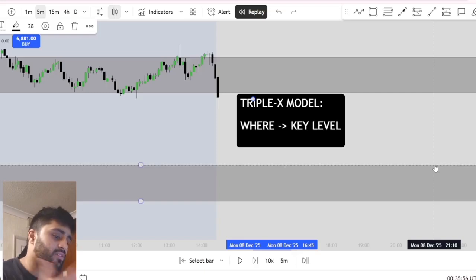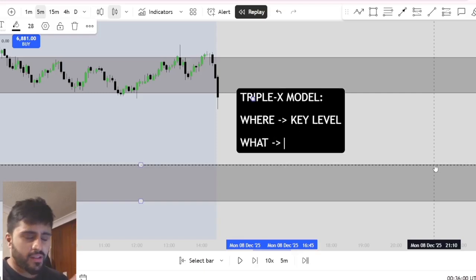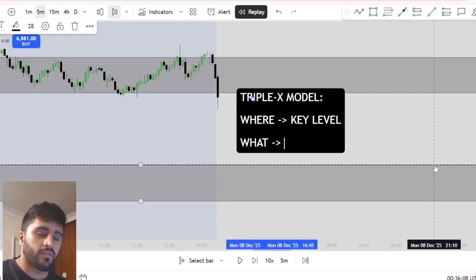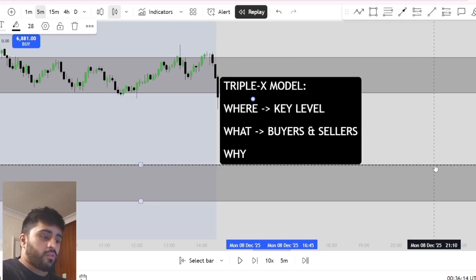The second and the third thing come together. You need to know what you're looking for. So when price comes into your key level, what makes the key level valid in the first place? It is buyers and sellers. That's the only thing that makes a key level valid. So I'm just going to write buyers and sellers. And the last thing you're looking for is why.